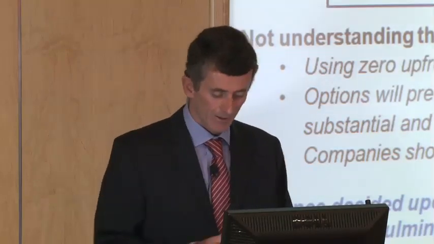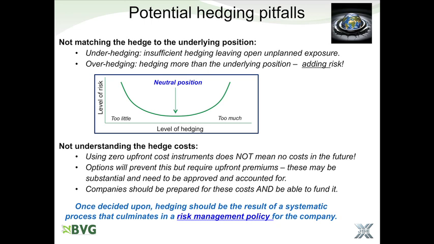Oh, and by the way, the graph we have here just shows sort of graphically what I just spoke about. Your neutral hedging position is that one where you minimize the risk that you have exposure to. Too little, you have risk. Too high, you have risk as well. You want to get to this point over here.